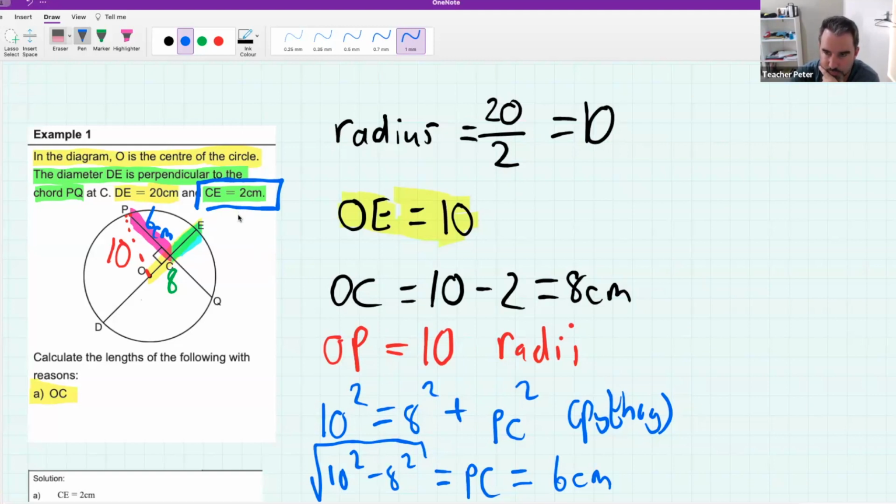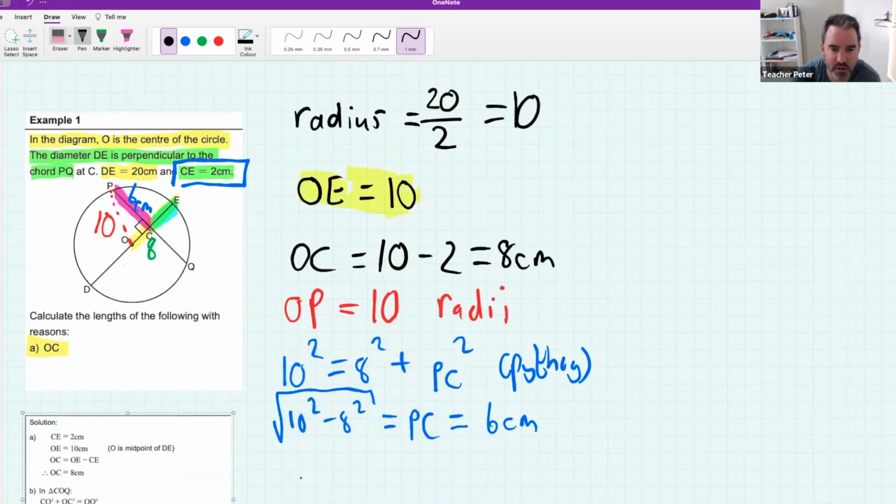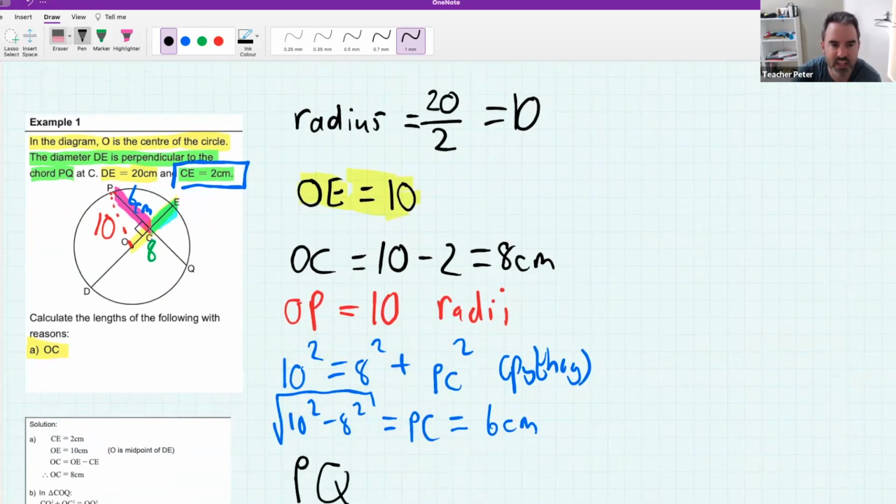Now, if I wanted to know the length of this whole thing, can you see I've got PC, but imagine I want PQ. PQ is a chord. What is the length of the chord PQ going to be? Now remember, you've worked out that the pink bit is 6.